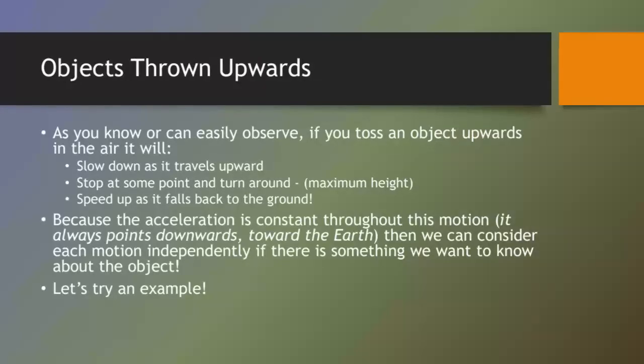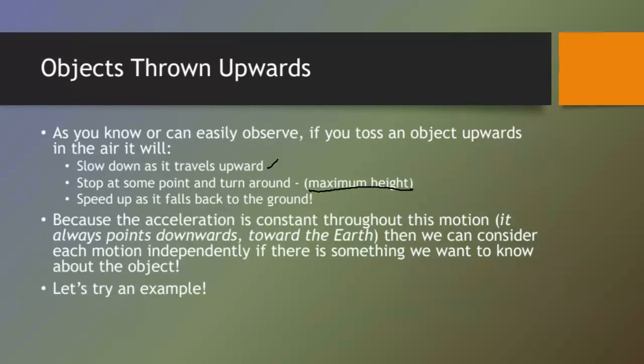If you've never paid attention, if you toss something up in the air, it's going to go through three different motions, or three different pieces. It's going to slow down as it's traveling upwards. Okay? At some point, it's going to stop and turn around. It'll stop in the air and then immediately turn around and start falling back towards the ground. When it stops, that is when it has reached its maximum height. That is the point where it is going to be as high up off the ground as it's going to go. If you're throwing it, the faster you throw it, the higher it goes.